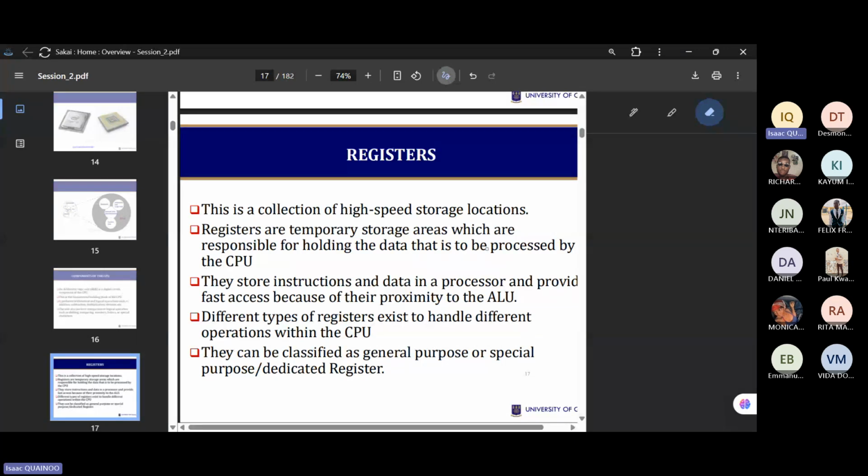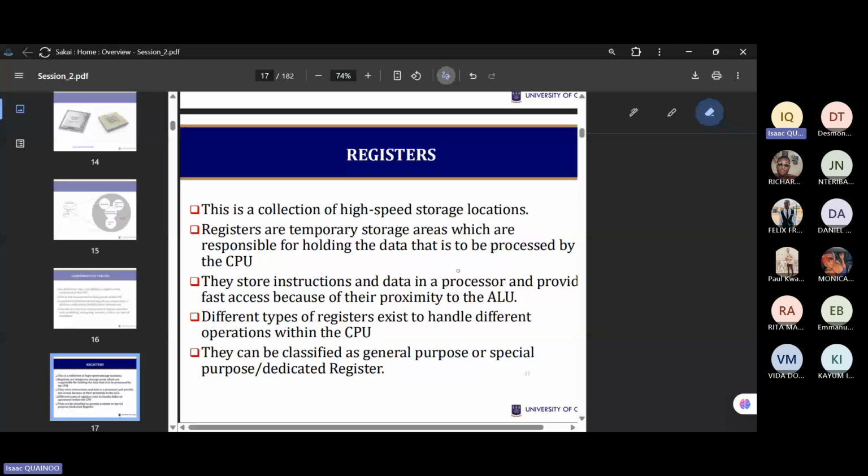Registers are temporal storage areas which are responsible for holding data that is to be processed by the CPU. So apart from them being high speed, they are also temporal storage areas. They do not store data permanently. They are not storage units that store data on a long-term basis, as in keeping data for 1 month. No. Registers are short-term memory. They are volatile. After it's done performing its operations, it just writes off.